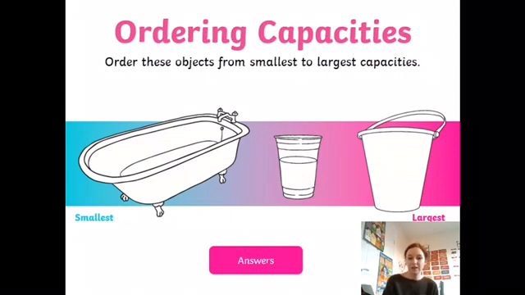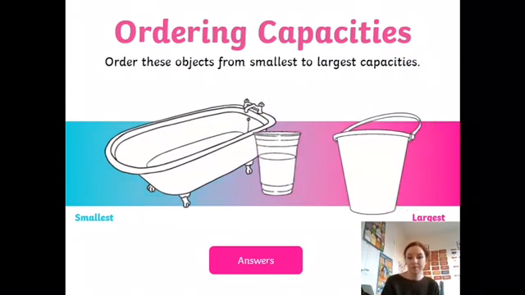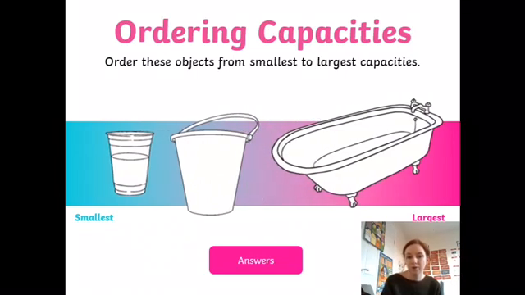Okay, ready for the answers? Okay, so the glass has the smallest capacity. It holds the least amount of liquid. Then the bucket would be in the middle. And the bathtub, obviously that holds the most. A bathtub has a huge capacity, so it can hold the largest amount.